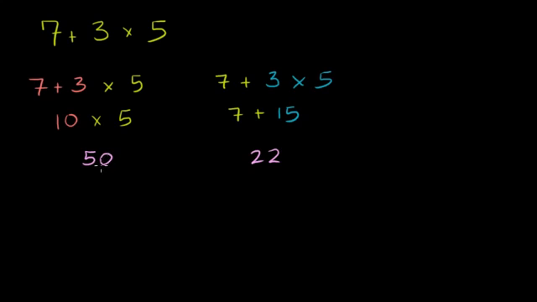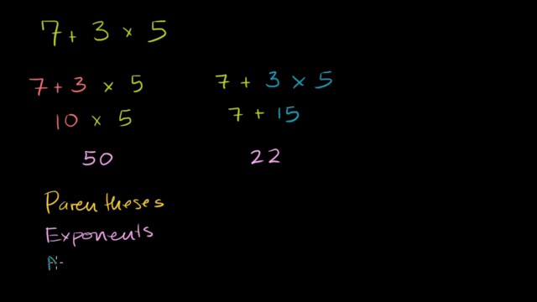And that's why we have to have an agreed upon order of operations, an agreed upon way to interpret this statement. So the agreed upon order of operations is to do parentheses first. Let me write it over here. Parentheses first. Then do exponents. If you don't know what exponents are, don't worry about it right now. And in this video, we're not going to have any exponents in our examples.